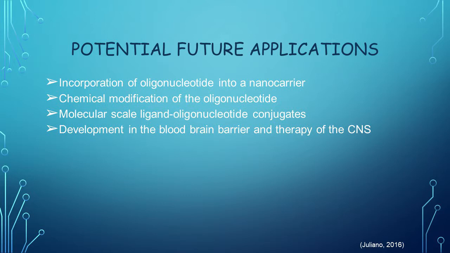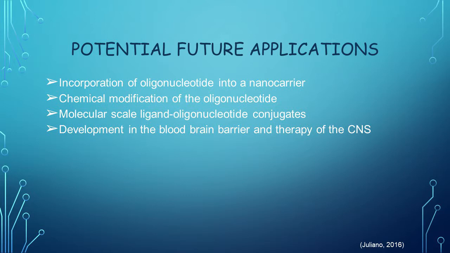Many strategies are currently being studied for future applications of nucleic acid delivery for disease therapy. One is to incorporate the oligonucleotide into a nanocarrier, and another is to chemically modify the oligonucleotide itself. This would be done by targeting the ligand while maintaining the molecular nature of the conjugate. While the conjugate approach is still in its early days, there is a promising path for oligonucleotide therapies.